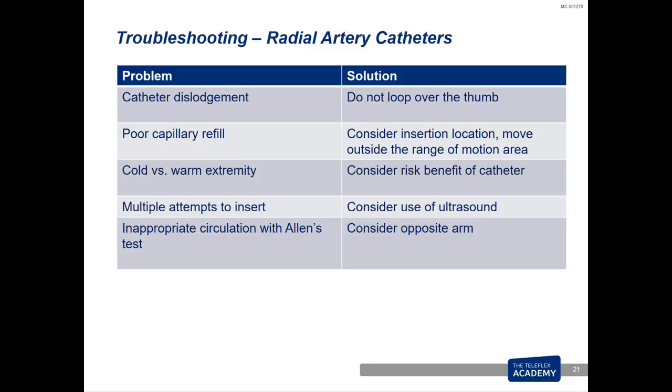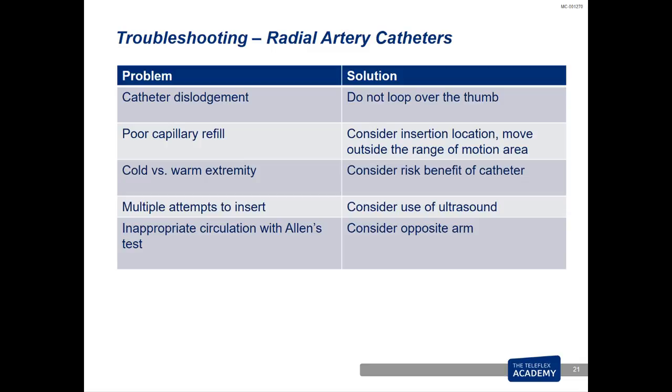Next is multiple insertion attempts. In practice today, we as clinicians have 2 insertion attempts to gain access. We should consider the use of ultrasound to increase our success rate and decrease risk to the patients receiving vascular access devices. Last is inappropriate circulation with the Allen's test. Prior to an arterial blood gas, which is just a simple needle stick into the artery to draw a blood gas sample, or placement of an arterial catheter within the radial area, an Allen's test must be performed to ensure collateral circulation from the ulnar artery.